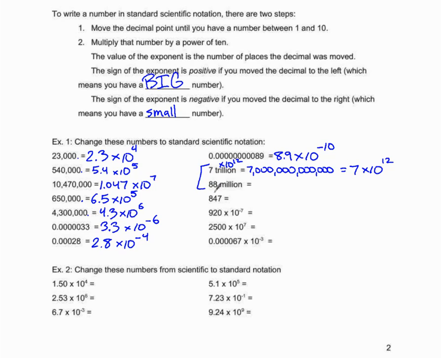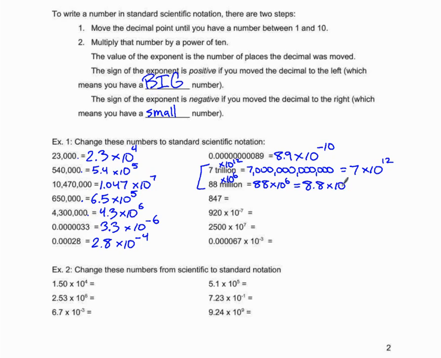In this next example, I'm going to take that strategy, 88 million. I know that million is times 10 to the sixth power. So I'm going to come over here and write 88 times 10 to the sixth. Now this is in a form that resembles scientific notation, but this is not standard scientific notation. The problem is that my number here is not between 1 and 10. So I'm going to have to make an adjustment. My number between 1 and 10 is 8.8.